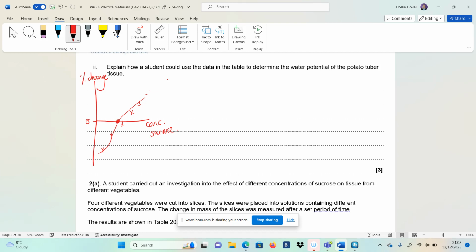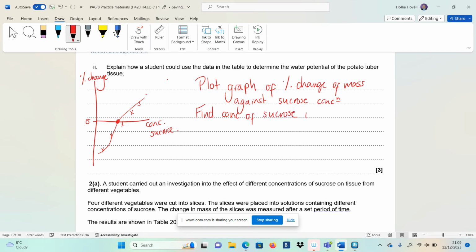What we're looking for is that intercept where the line crosses 0, the point where it didn't get heavier or lighter. So what you need to do is say that you would plot a graph of percentage change of mass against sucrose concentration. Then you need to say that you would find the concentration of sucrose that gives no change in mass, so where it's on 0 on the percentage change line. So find the concentration of sucrose where percentage change is 0. That's that big point there drawn in red. You can always do a little sketch graph to show exactly what you mean. That would be absolutely fine.